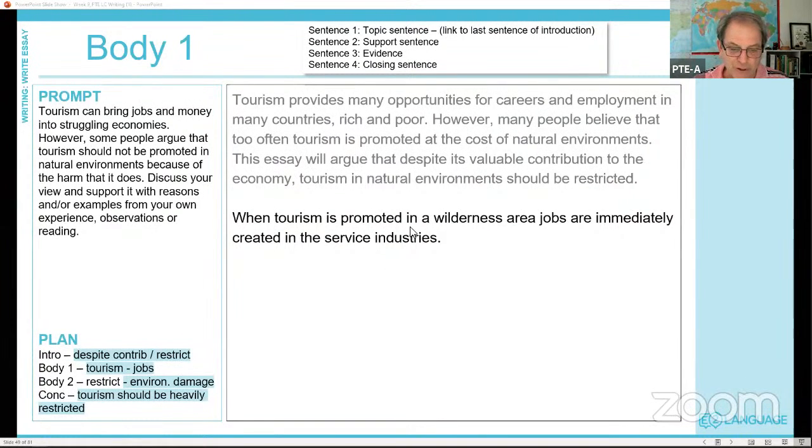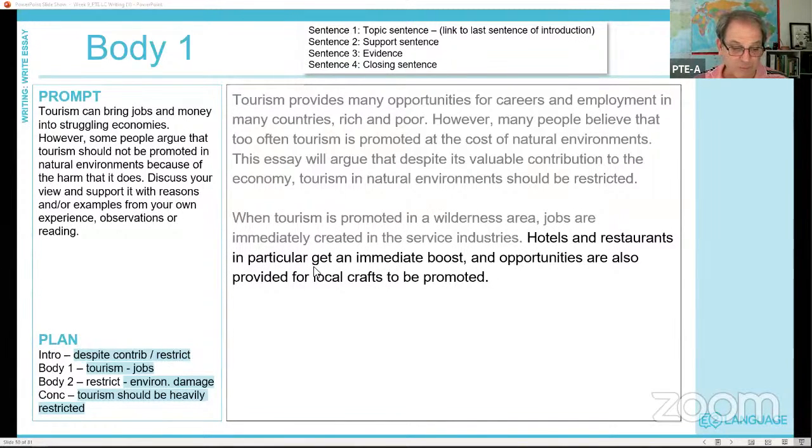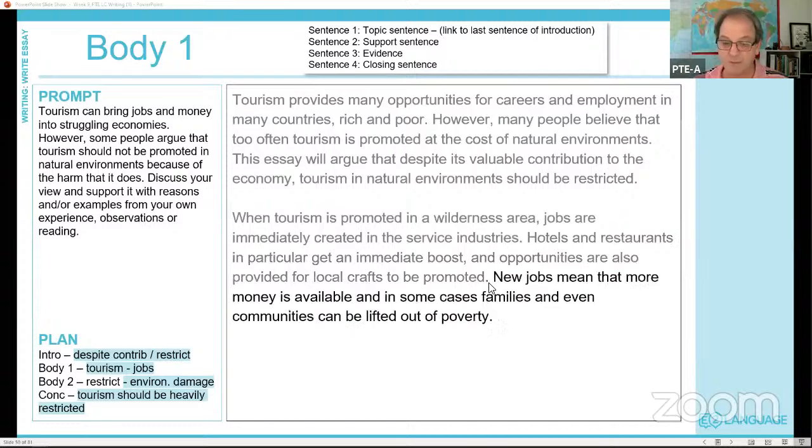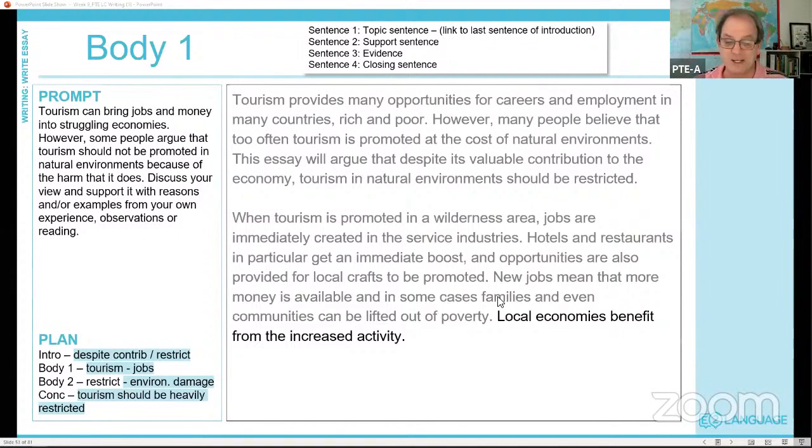When tourism is promoted in a wilderness area, jobs are immediately created in the service industries. Support statement, hotels and restaurants in particular get an immediate boost and opportunities are also provided for local crafts to be promoted. That's our support statement. Evidence or further development, new jobs mean that money is available and in some cases families and even communities can be lifted out of poverty. Topic sentence, support sentence, evidence, closing sentence, local economies benefit from the increased activity. We've dealt with the first half of the question in that they bring money and jobs.